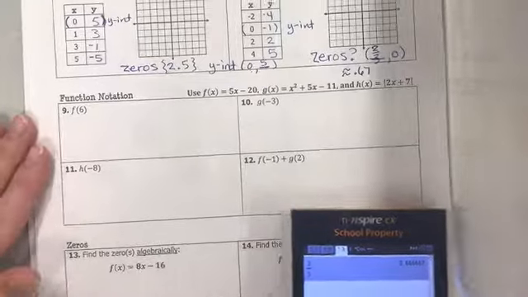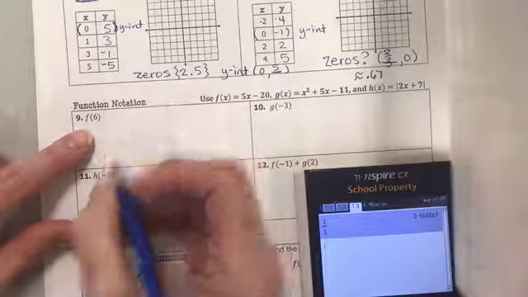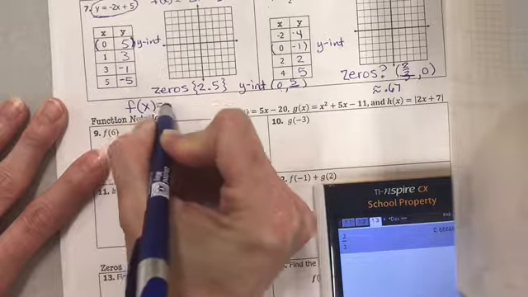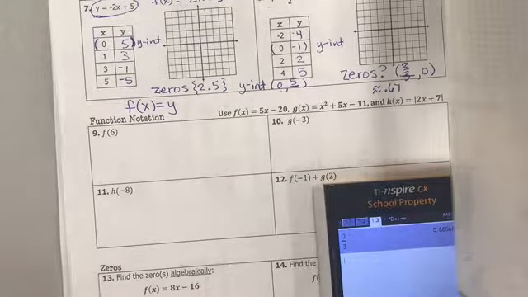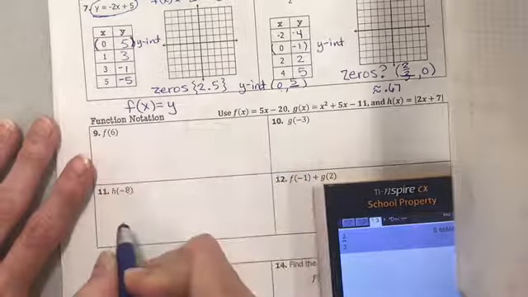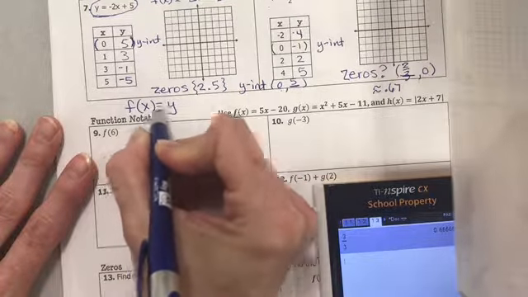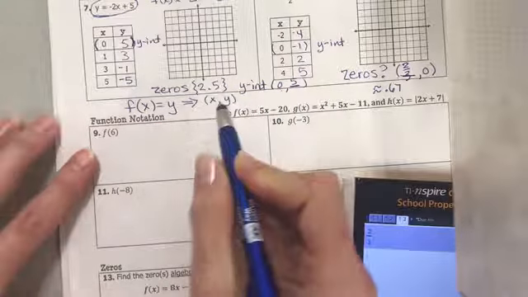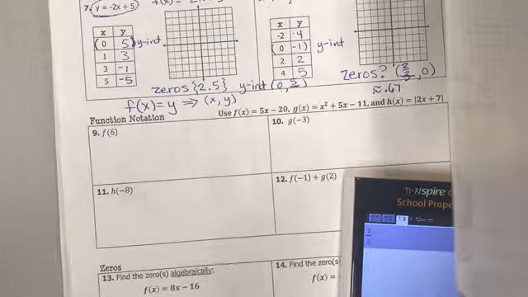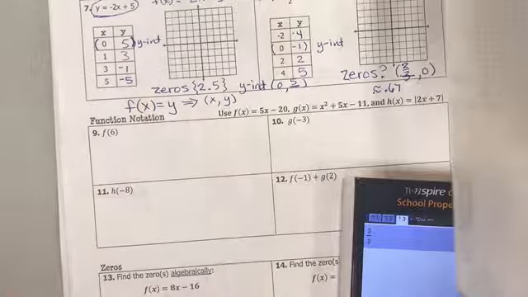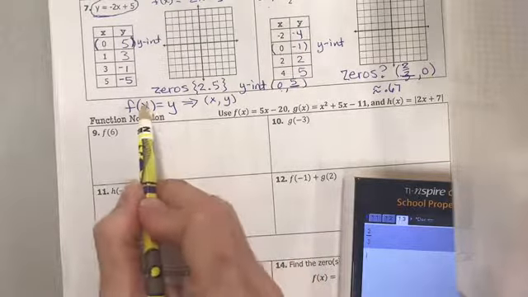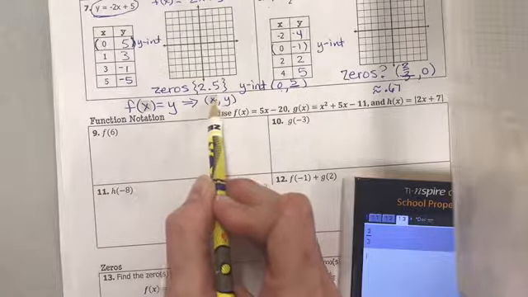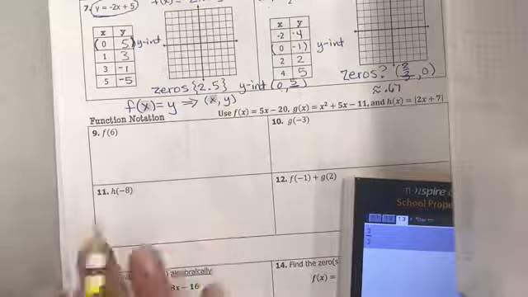I mean, these are super easy if you just understand what f of x means. And f of x equals y just means complete the ordered pair. So f of x equals y translates to an ordered pair, where x is x. Here's my x. What's in the parentheses will always be your x, regardless.